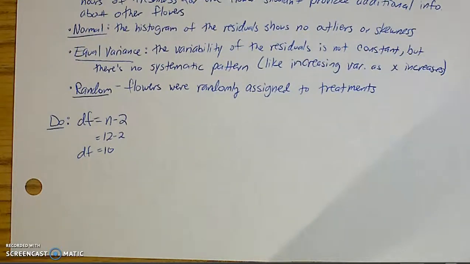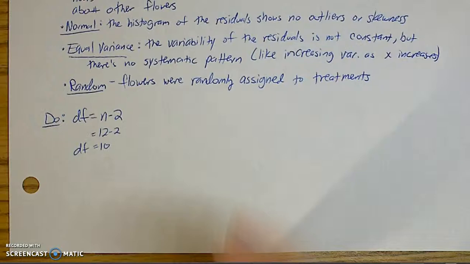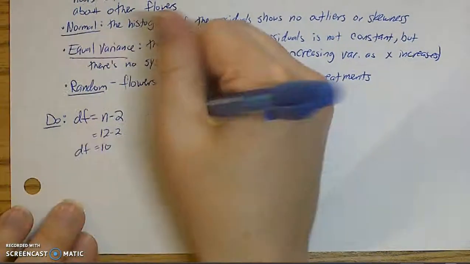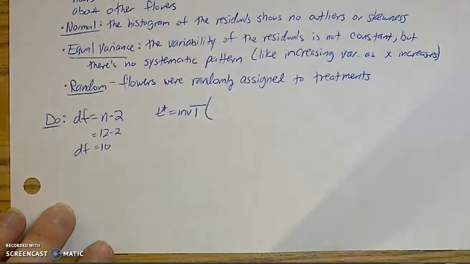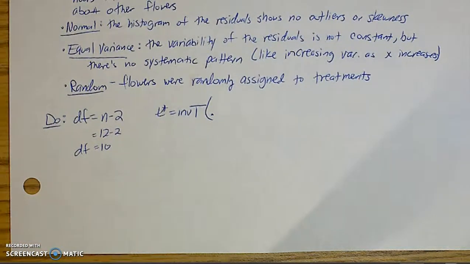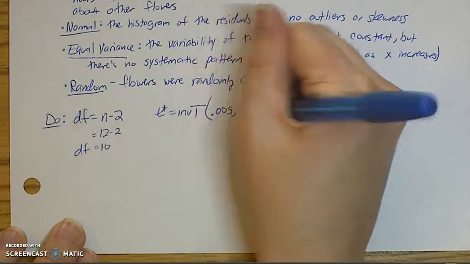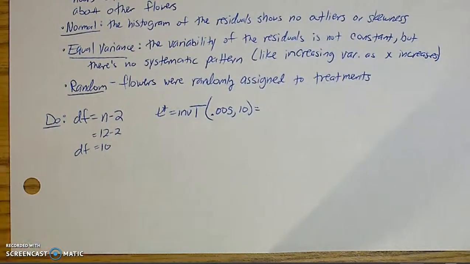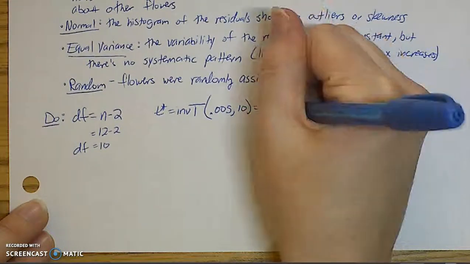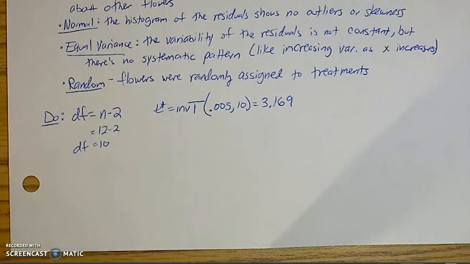We would then need to get our t star for this. And I would want to use my calculator. So we can do inverse t. So if it's a 99% confidence interval, I'd want to look up, let's see, half of 99 is 0.01, half of that is 0.005. And then my degrees of freedom is 10. That's going to give me a negative value, but as always, we use the positive of it. So that's what I get from my calculator.